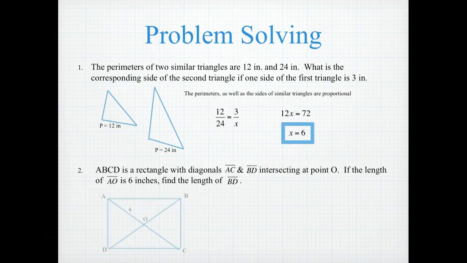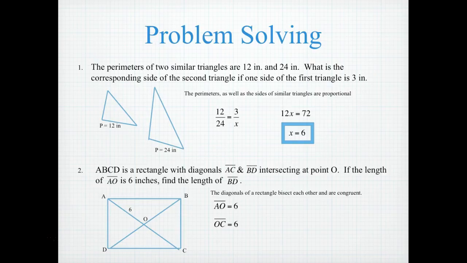For my last example, I'm given that ABCD is a rectangle with diagonals AC and BD intersecting at point O. And I'm also given that the length of AO is 6 inches. So what we need to do is find the length of BD. Given that I have a rectangle, I know that the diagonals of a rectangle bisect each other and are congruent. So if AO is equal to 6, then OC also has to be equal to 6.